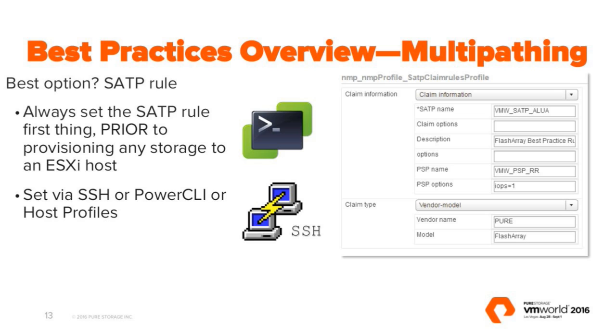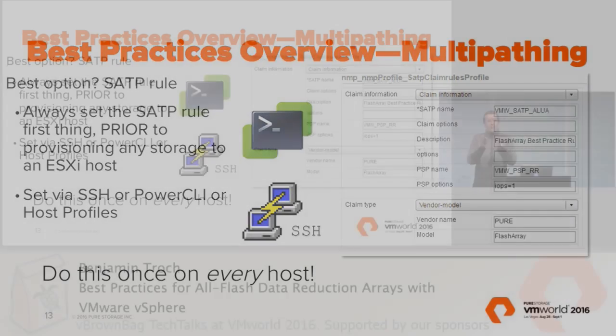on your network through a script. Do this once on every host. If you do it on every host and you add a LUN, then it will automatically be set. We can also set it through the web client with Pure, but you still have to set the maximum size from 1,000 to 1.